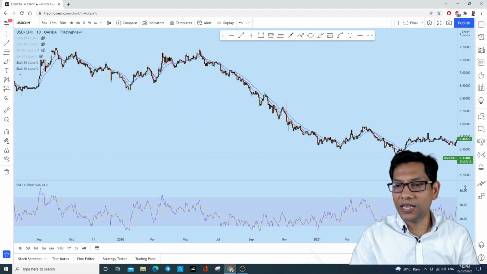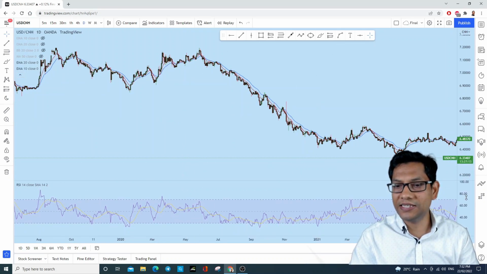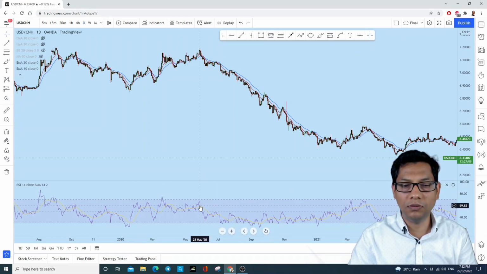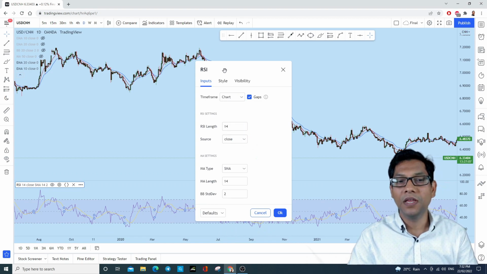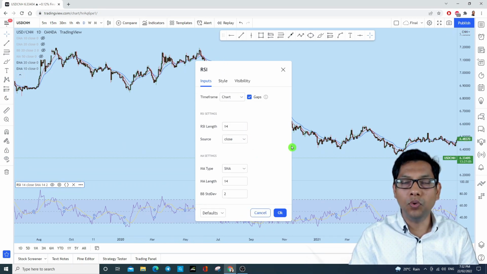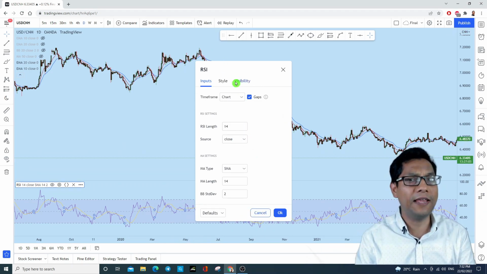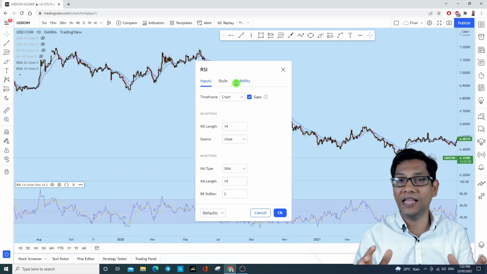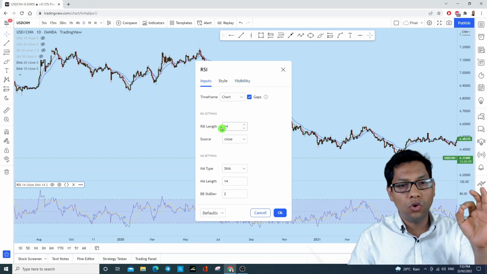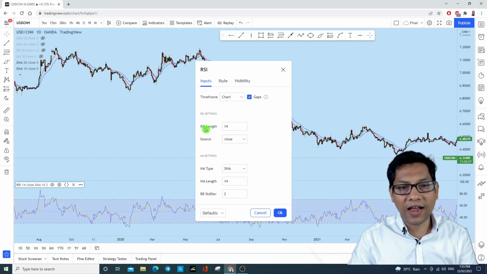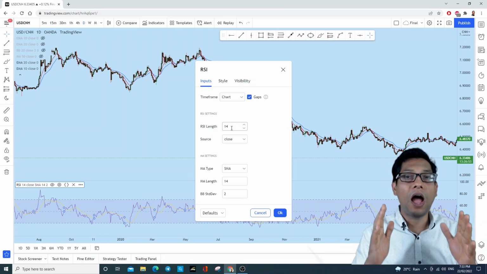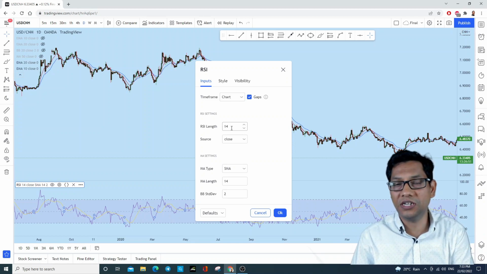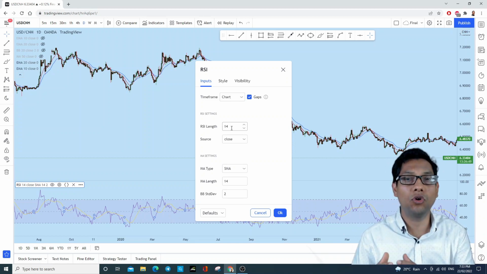Now as you can see, there are three areas in it. Double click on it, then you will see clearly. If you double click, then you should find this input tab. Now we will keep this value as default. So what is this one? First, RSI length 14. What does it mean? This is how many periods you will consider. This is the length of the period.